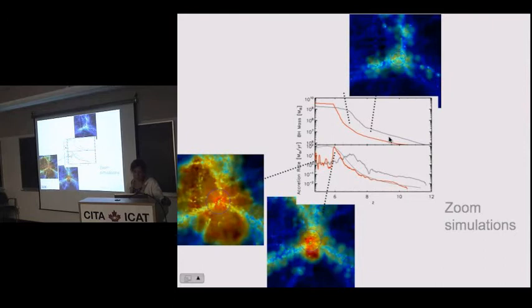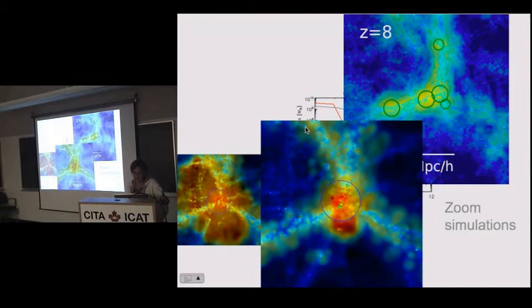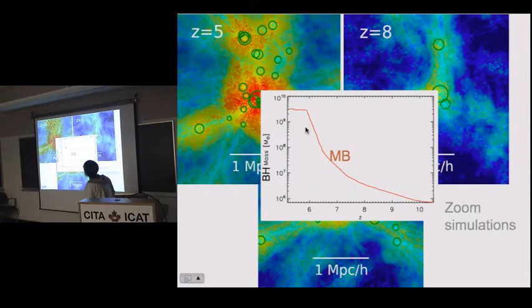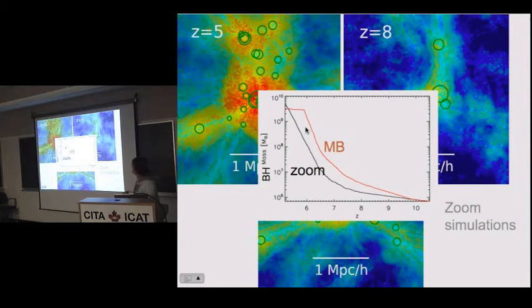Sorry, there was a movie before, but I'm not going to bother showing you. Anyway, can we go to high enough resolution to resolve the structure of this gas to smaller scales and see if this picture is indeed kept? This is one particular example of a halo that we did at higher resolution. This was the black hole mass that we saw before. And in this new halo, the growth is slightly delayed, but it's certainly consistent.